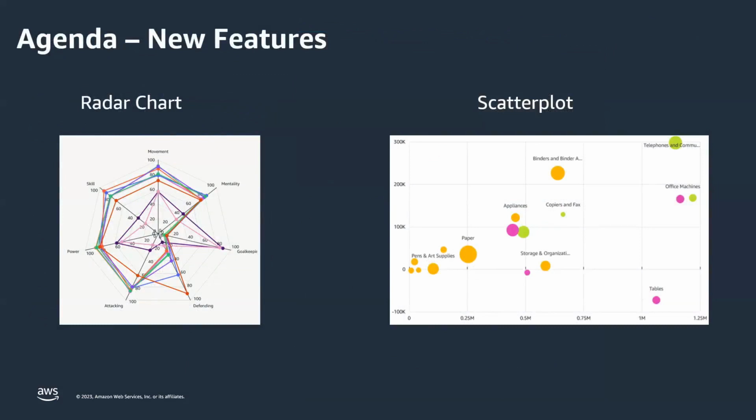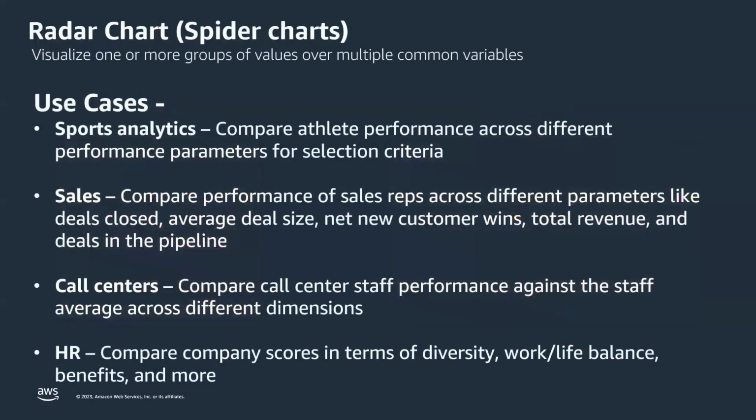Okay, so let's talk about the agenda for today. The two visuals we'll focus on today are the radar chart as well as Scatterplot. So radar chart, also known as spider chart, was a new visual released by QuickSight earlier this year. It's a visual that helps you analyze a group of values, a dimensional set of attributes, over multiple metrics or facts that you want to analyze it on.